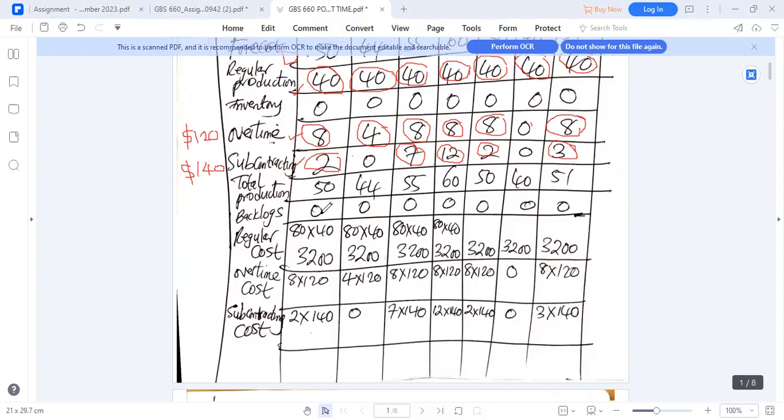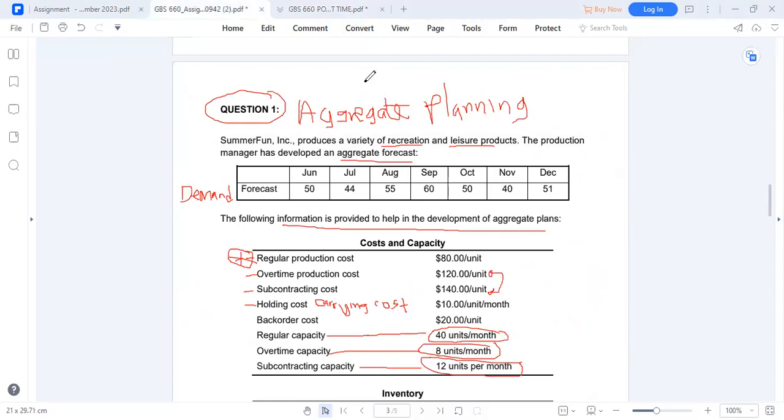Now, from here, we are told that no backlogs allowed. So we are now supposed to do regular production. The cost is $80 on a regular basis for our regular production. So on our regular production, we have $80 per unit. That is on a regular basis. The overtime is $120, subcontracting is $140.